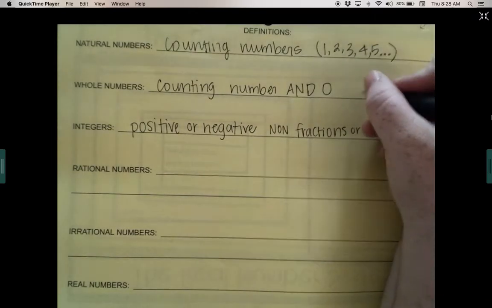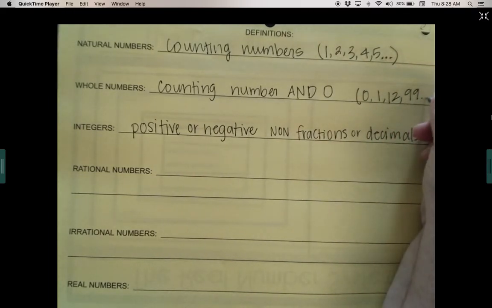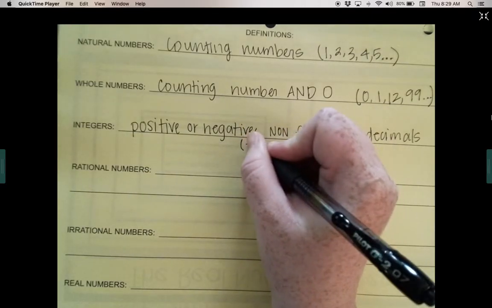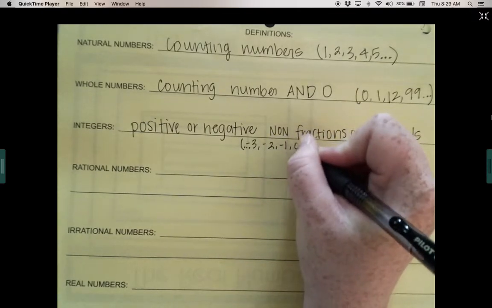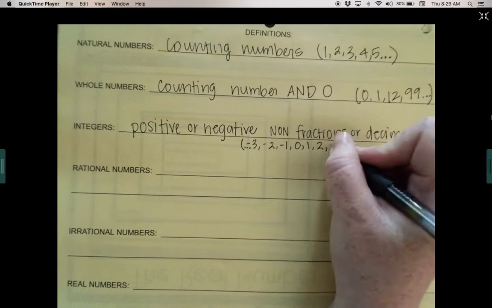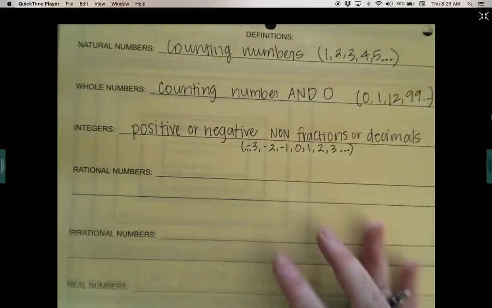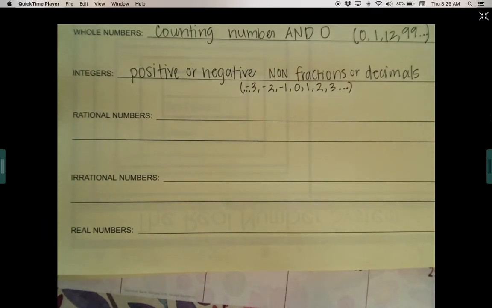So whole numbers would be like 0, 1, 12, 99, and not whole numbers between. Integers would be like -3, -2, -1, 0, 1, 2, 3, and on in both directions. This should all be, you're like, oh my gosh, I've already learned this, or easy peasy, I remember that. Or you're like, oh my gosh, I have no idea what she's talking about, which is why I'm going over it.